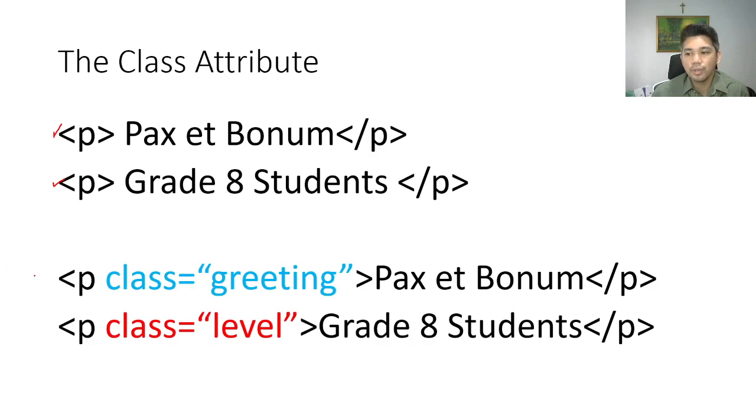So take a look at this. The first one, we added the attribute class and we gave it a name, greeting. For the second one, again, we added the attribute class and it gets the value level. So now the computer will be able to identify two different paragraph tags, primarily because they have a name. What's the name of the first one? Greeting. What's the name of the second one? Level. So they have two different names, even though they are both paragraph tags.